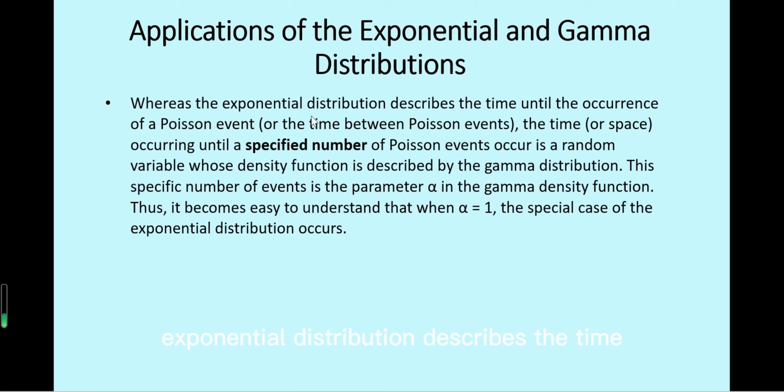Whereas the exponential distribution describes the time until the occurrence of a Poisson event, or the time between Poisson events, the time until a specified number of Poisson events occur is a random variable whose density function is described by the gamma distribution. This specific number of events is the parameter alpha in the gamma density function. Thus, it becomes easy to understand that when alpha equals 1, the special case of the exponential distribution occurs.